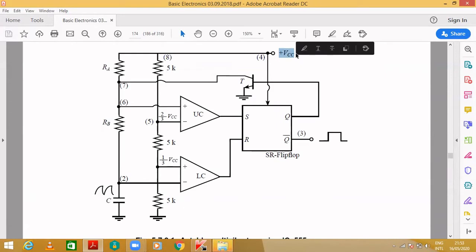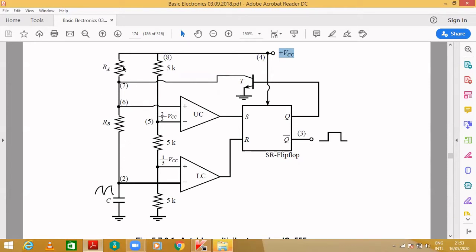The range is between 5 to 18 volts, depending upon the application, and on RA and RB. Depending upon RA and RB, you can obtain different duty cycles, maybe 50%, greater than 50%, or less than 50%. I will also explain why, depending on RA and RB, we get sustained oscillations.